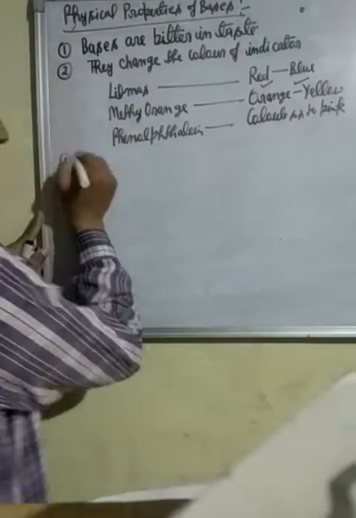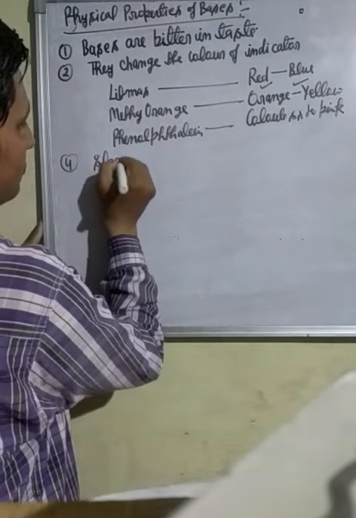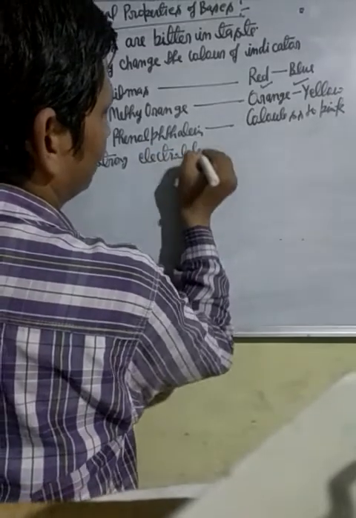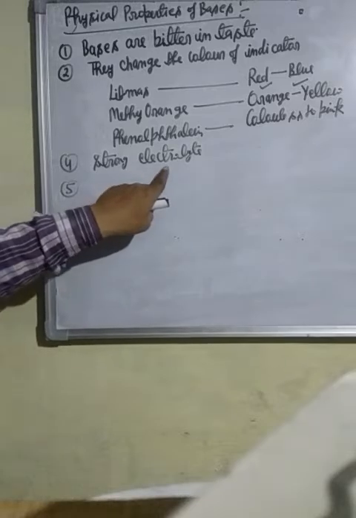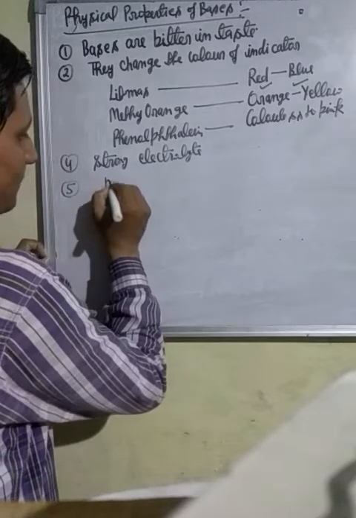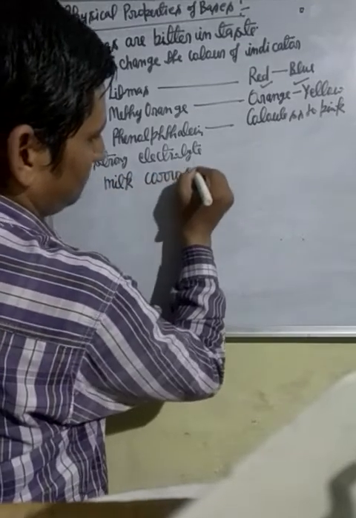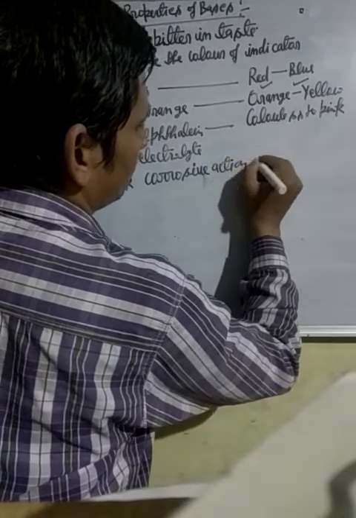After this, number 4, bases are strong electrolytes. Strong electrolyte means they conduct electricity in their aqueous solution. Number 5, bases have a mild corrosive action. They show mild corrosive action on skin.